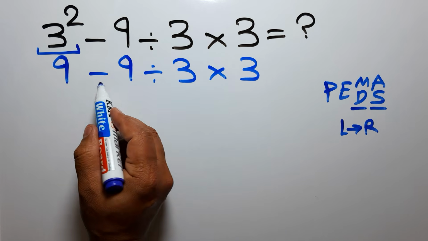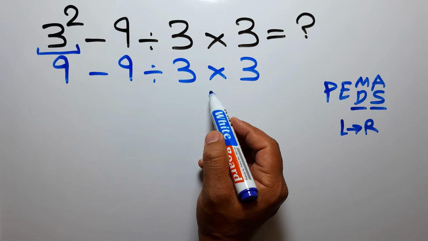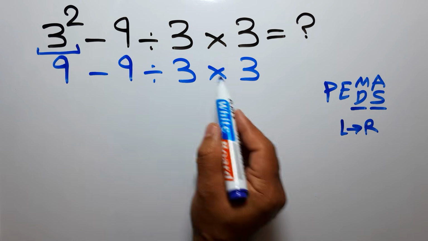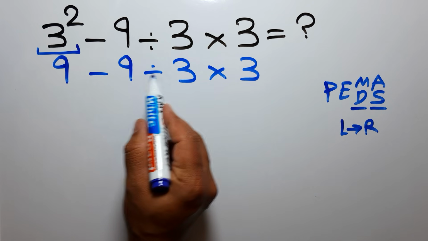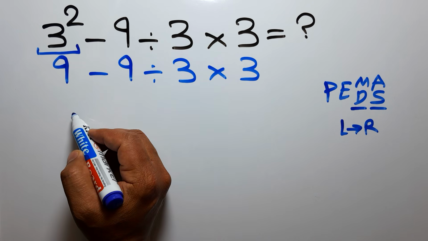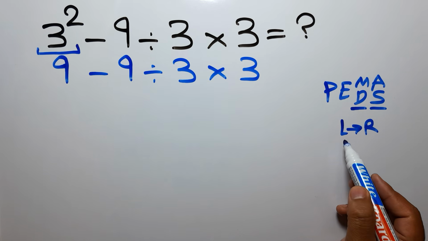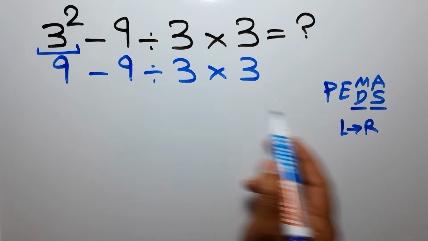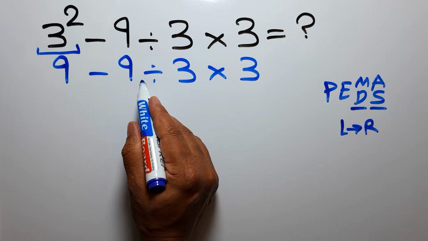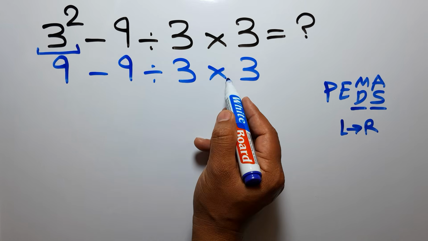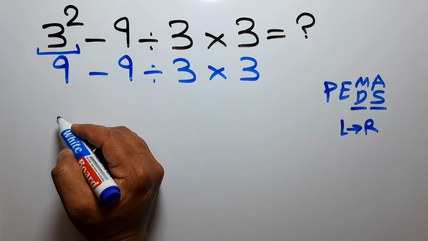Now we have one subtraction, one division, and one multiplication. According to PEMDAS, multiplication and division have higher priority than subtraction. And as I said, multiplication and division have equal priority and we have to work from left to right. So therefore, first we have to do this division, then this multiplication, and finally this subtraction.